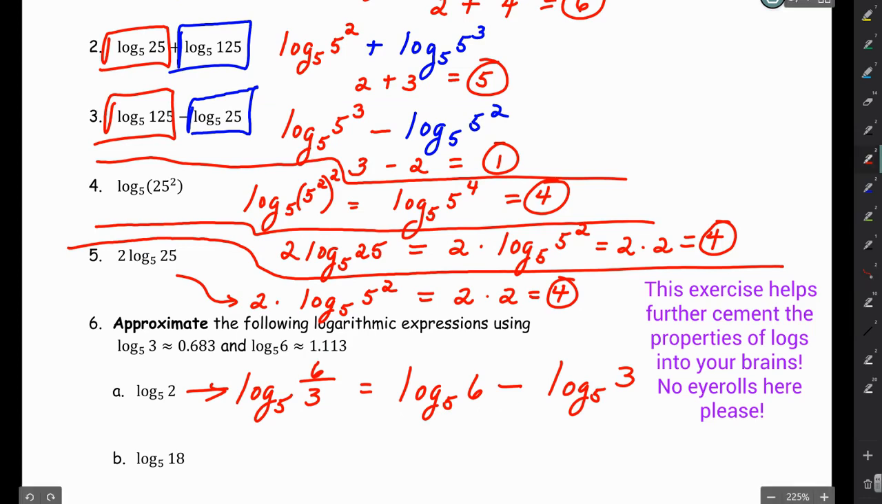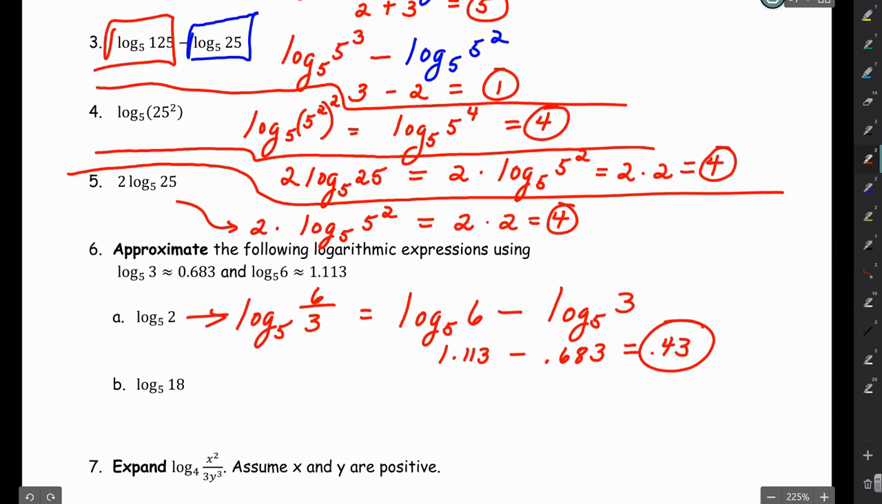And we're not using our calculator. So log base 5 of 6, we were told was 1.113. Log base 5 of 3, we were told is 0.683. And if we do that, we are going to end up with 0.43.